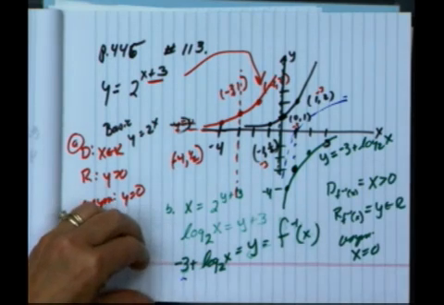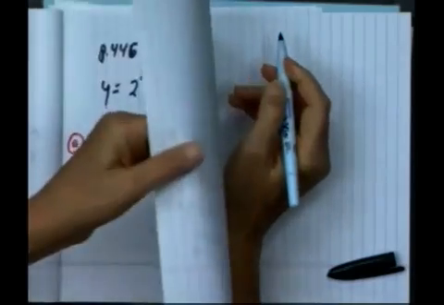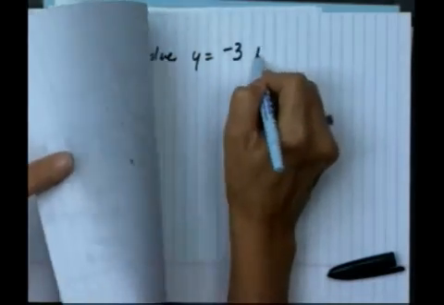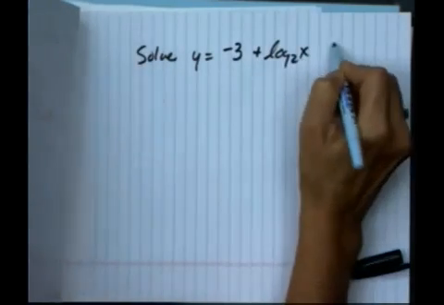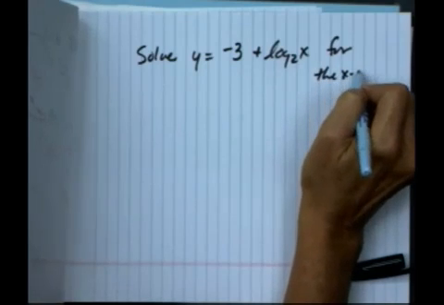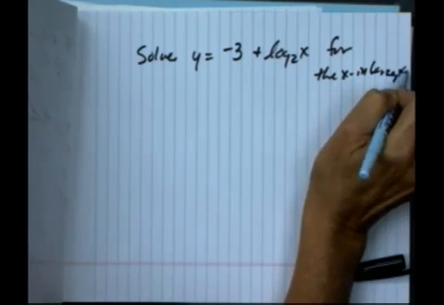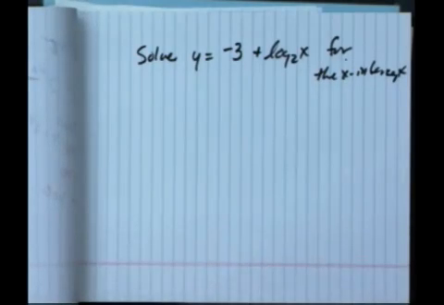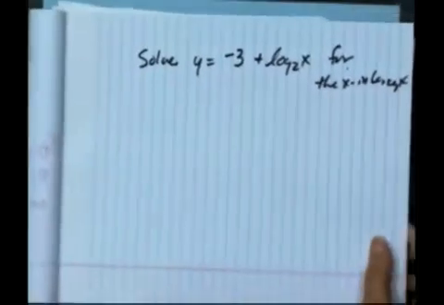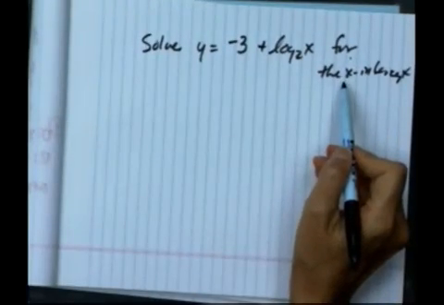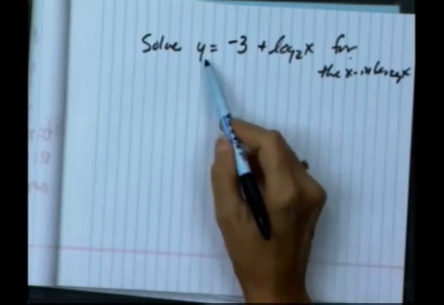All right, I want to go a step further. I want to solve this for the x-intercept, just for practice. Solve y equals negative 3 plus log to the base 2 of x for the x-intercept. Your book did not give you enough drill and practice on this, in my opinion. If I'm looking for the x-intercept, what do I do, everybody? Let y equal 0.